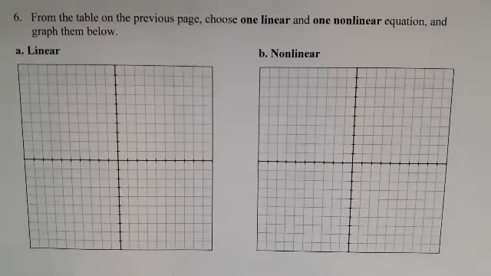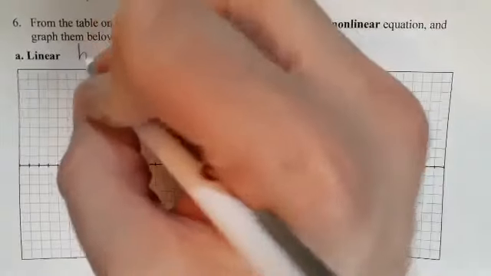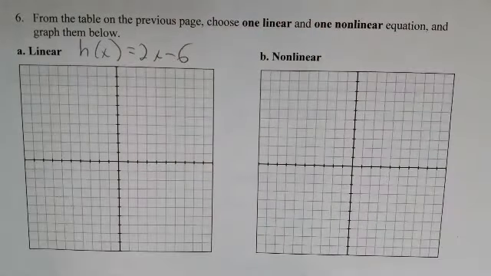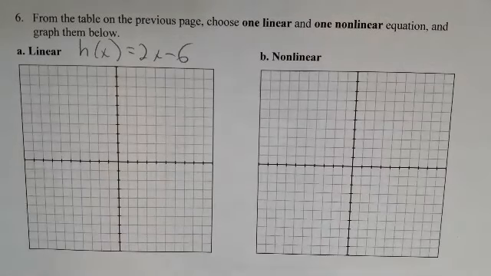From the table on the previous page, choose one linear and one nonlinear equation and graph them. I think we only had one linear equation on the previous page, and I think it looked like 2x minus 6, h of x. I guess technically z of x equals pi is also a linear function. It's a constant function.